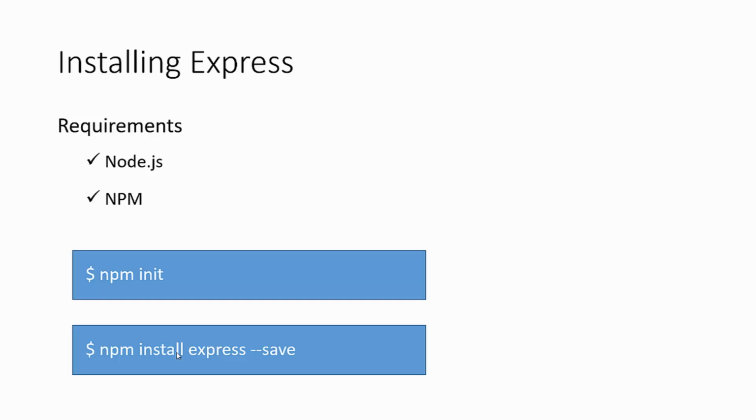So if we say npm install express and we add the save flag, what that's going to do is add it to the package.json file. Or of course we could just add it to the file and then run npm install. So let's jump in and take a look at how this works.